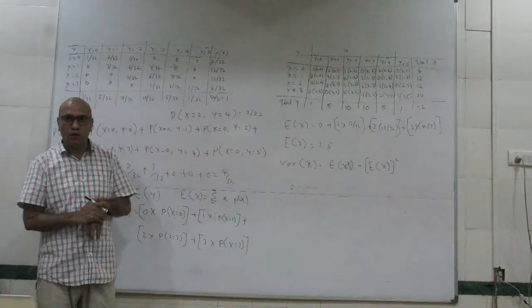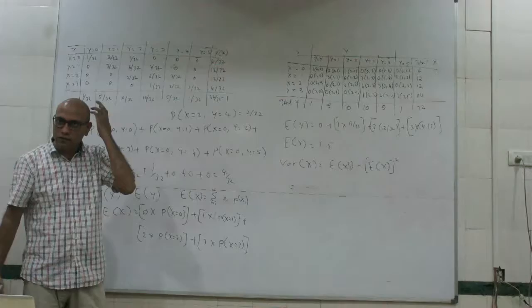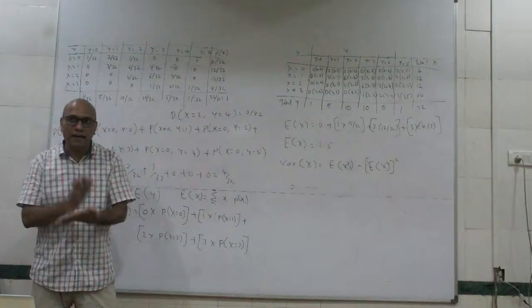Expectation is x px. So I have to multiply x by its own probability. Now, instead of multiplying x by its own probability, I would multiply x square by its own probability.